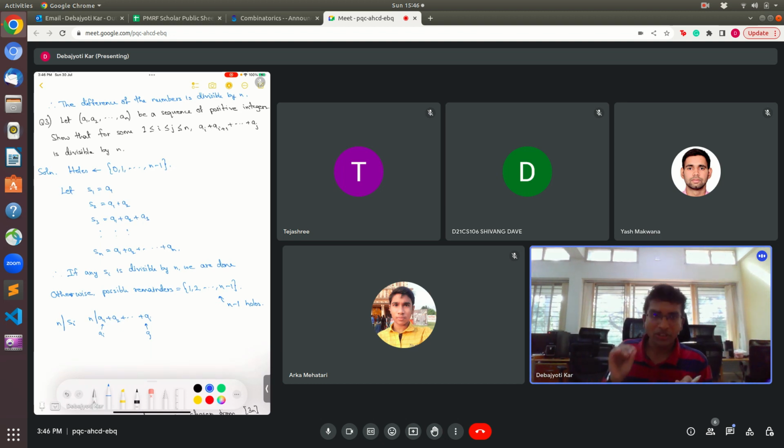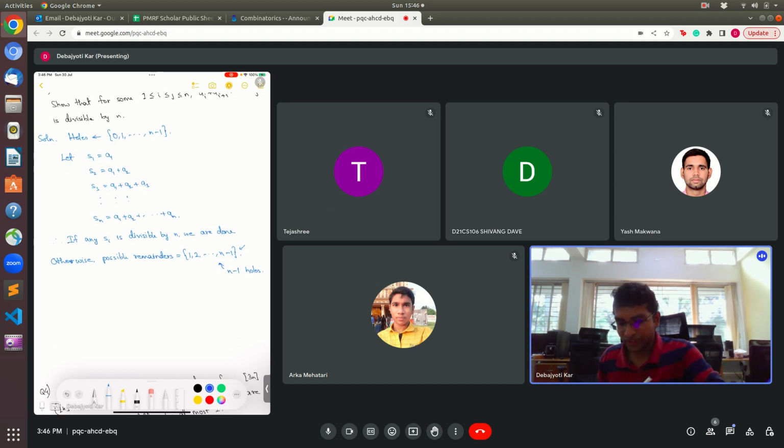So we need to consider the case when this is not the case. So none of these Si is divisible by n. So in that case, what are the possible remainders? It has to be some element in this set 1, 2, 3 up to n minus 1. Okay, is it clear? Yes. Okay. So then we have n numbers s1 up to sn and n minus 1 possible remainders, which means that two of these numbers must have the same remainder.